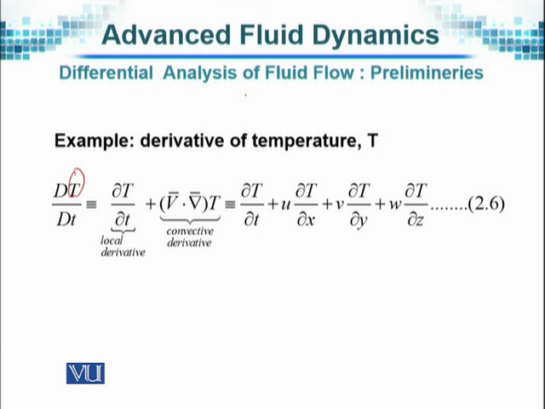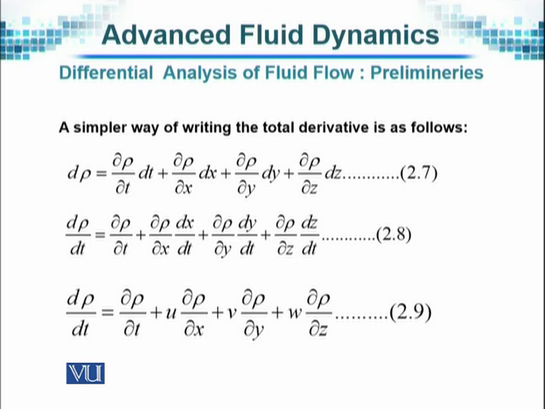And therefore if I want to take the differentiation of temperature T with respect to time t, then it can be written as the sum of these two terms. The first term is called the local derivative, while this term is known as the convective derivative. And when we expand it, it is written as the sum of these four terms as indicated. A simpler way of writing the total derivative is as follows.